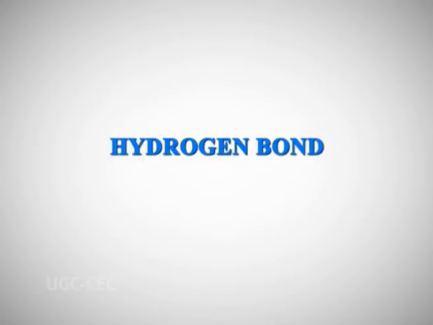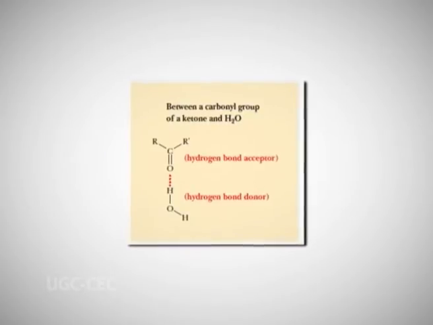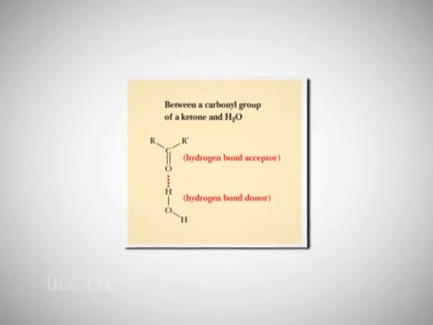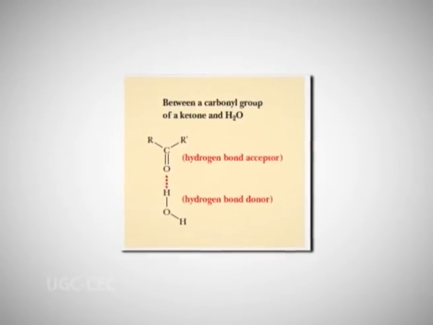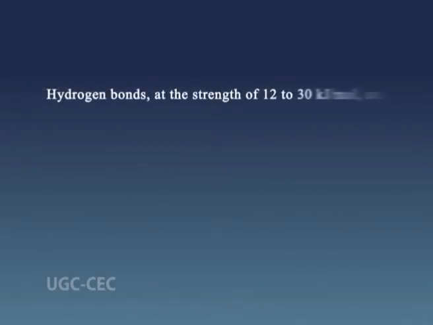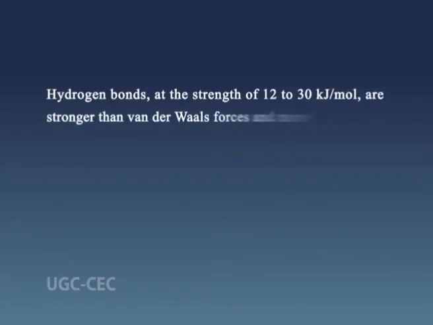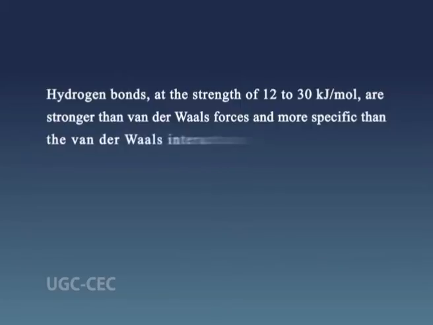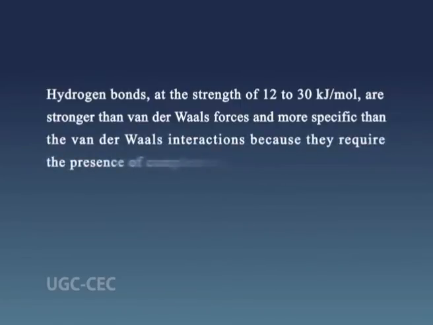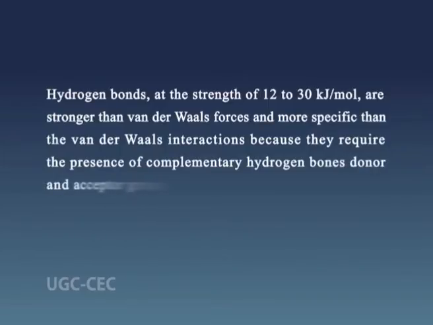First, hydrogen bond. Hydrogen bonds form between a hydrogen atom covalently bonded to an electronegative atom such as oxygen or nitrogen, and a second electronegative atom that serves as a hydrogen bond acceptor. Hydrogen bonds, at a strength of 12 to 30 kilojoules per mole, are stronger than van der Waals forces and more specific than the van der Waals interactions because they require the presence of complementary hydrogen bond donor and acceptor groups. They also have the directionality property.